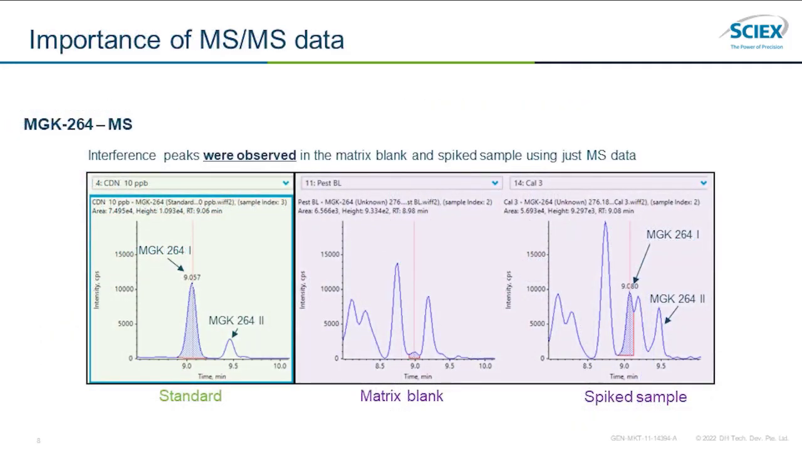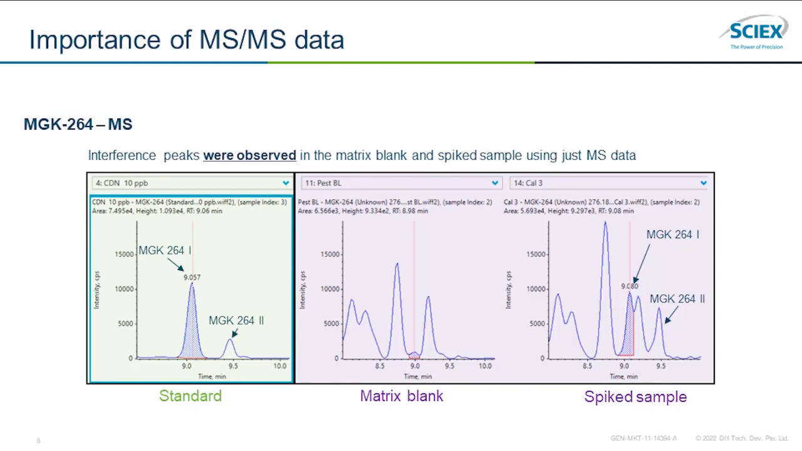So why does it matter? Why do we care about MSMS? Why not just use a traditional single MS scan? Why do we need that fragmentation? So here we have an example of MGK. This would be a pesticide we look for in a lot of the lists, at least in the Americas. Traditionally, the Oregon list would contain this compound. And in the green, we have a standard. So we see our two nice isomers for MGK 264.